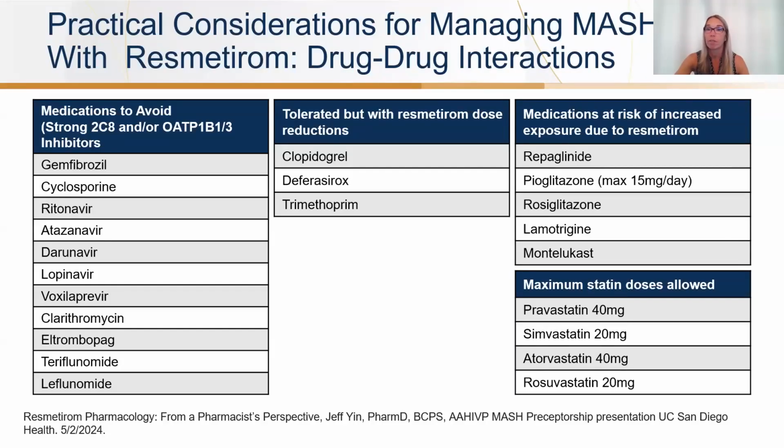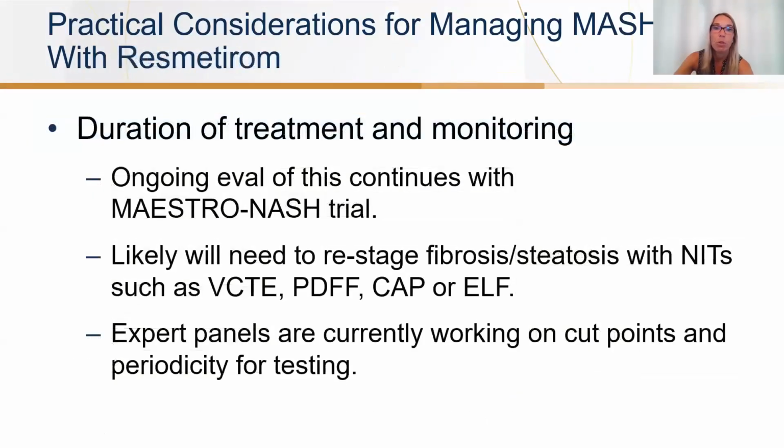And then medications that are actually at increased risk of exposure due to resmetirom are listed here on the right. And I'll point out, most importantly, would be the statins. There's a maximum statin dose that they recommend when we're dosing with resmetirom. And that's pravastatin and atorvastatin should be a max dose of 40 milligrams, and simvastatin and rosuvastatin 20 milligrams. So we don't want to go greater on those doses because you could have more statin side effects.